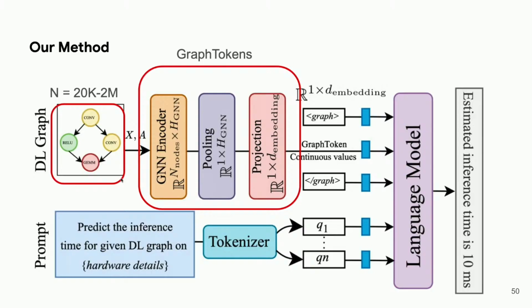Sorry, what is the graph token thing outputting? Is it like an embedding that represents the graph? Yeah.